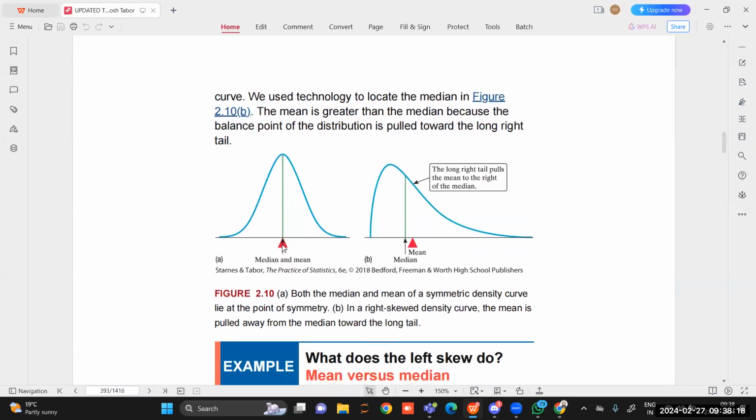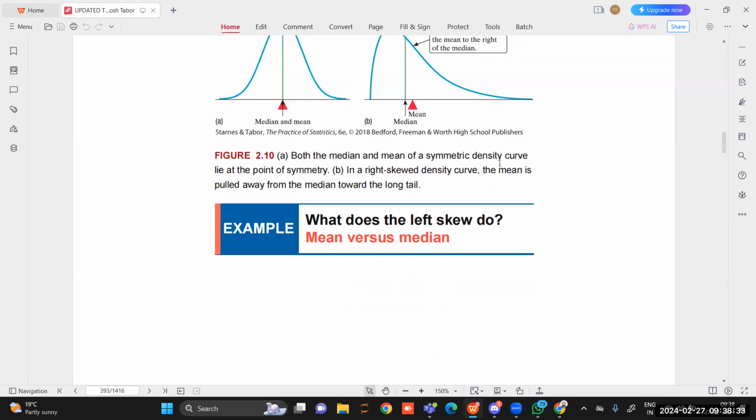See, he is showing the median and mean for a symmetric distribution. The green line is for the median and the red dot is for the mean. This is how you describe the mean and median in a distribution. Are you getting that, Zaid?